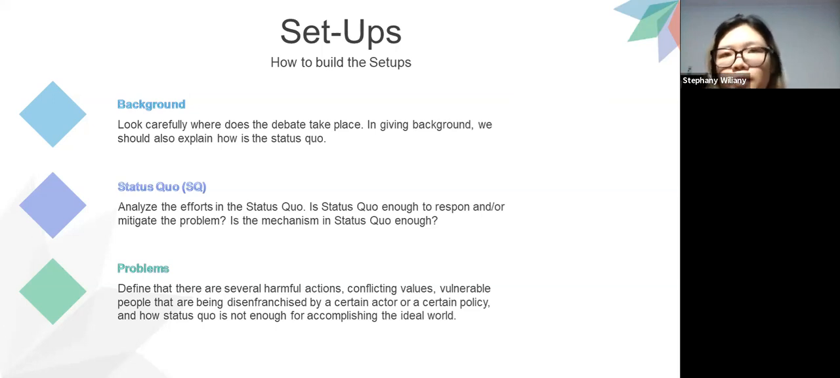So after explaining the background and status quo, we move on towards the problem. What are the problems that arise in that kind of situation? In the problems, we have to define there are several harmful actions, conflicting values, vulnerable people that are being disenfranchised by a certain actor or certain policy, and how the status quo is not enough for accomplishing the ideal world. These three I will explain to you in a more specific way at the very end. I will give an example.